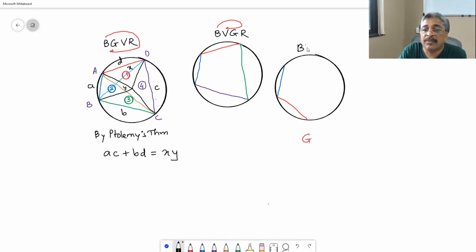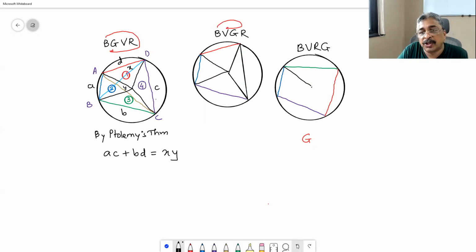So BVRG. I need to erase this line which I have drawn. And I should draw a violet line. And then red. And then green. Okay. Now let me finish quickly the remaining part. Join with center. Did this fellow change?